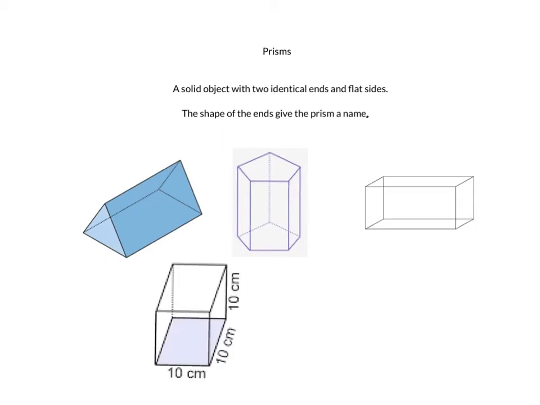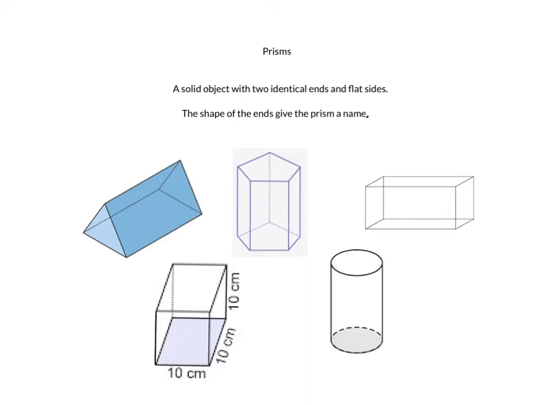Here is one more prism. We can call this a square prism because the bottom and the top are squares, but because the top, bottom and height are all the same length, we know this by the more familiar name of a cube.